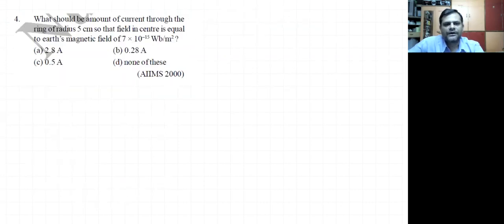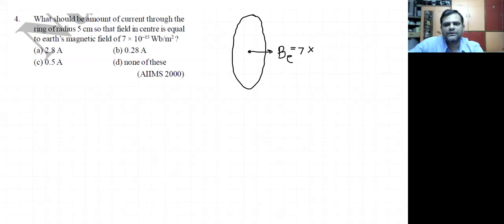What should be the amount of current through the ring of radius 5 centimeter, so that the field in the center is equal to the Earth's magnetic field, which is 7 into 10 raised to minus 15 Weber per meter square. That means suppose there is a coil here, and we want the magnetic field at the center due to this current in the coil to be exactly the same as the magnetic field due to the Earth, which is already given to be 7 into 10 raised to minus 15.